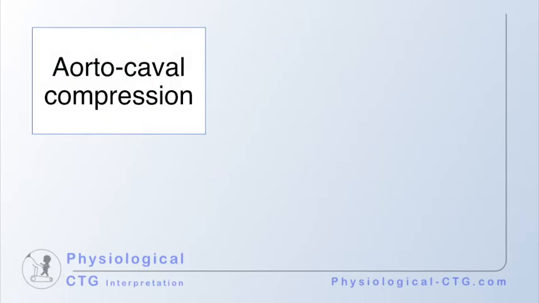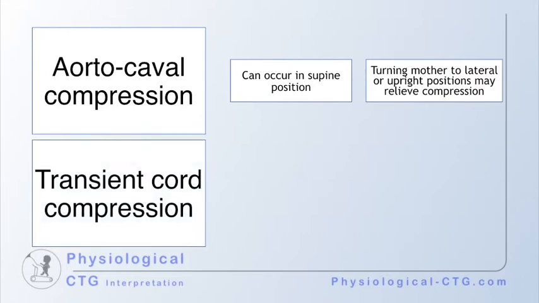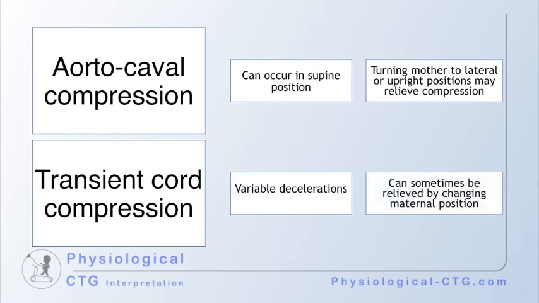Aortocaval compression is another reversible cause of hypoxia. This can occur in the supine position. Turning the mother to lateral or upright positions may relieve the compression and improve the trace. In transient cord compression, there will be variable decelerations. These can sometimes be relieved by changing maternal position.